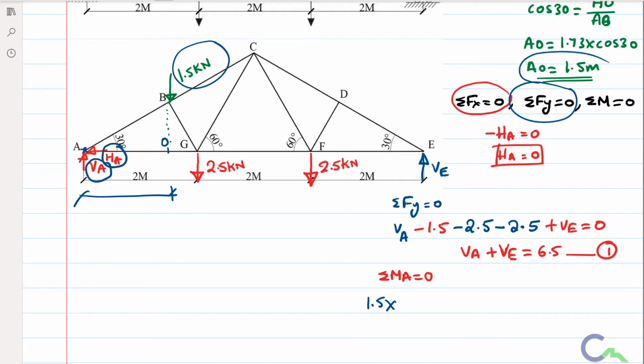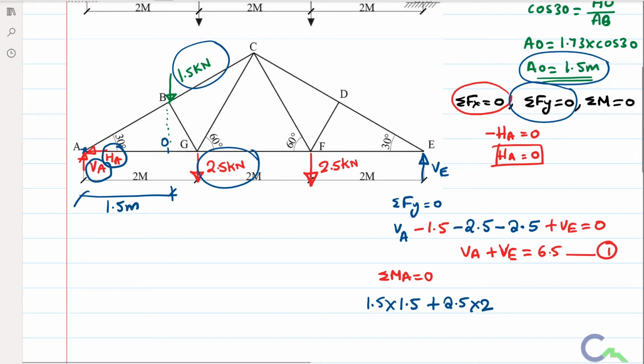We calculated in the second step, that is 1.5 meter. Therefore 1.5 kilonewton force into 1.5 meter distance. Then we have 2.5 kilonewton. If I apply about A, again it is going to rotate in clockwise direction. This is clockwise. Therefore 2.5 plus, because clockwise, distance is 2 meter. That is the lever arm or perpendicular distance from A. Therefore I want to multiply this value into 2.